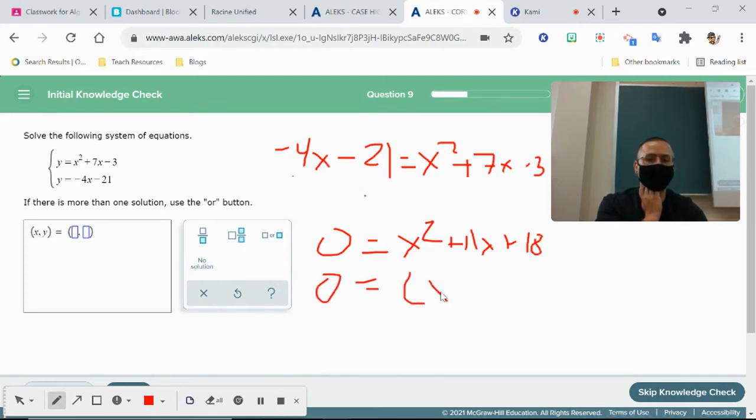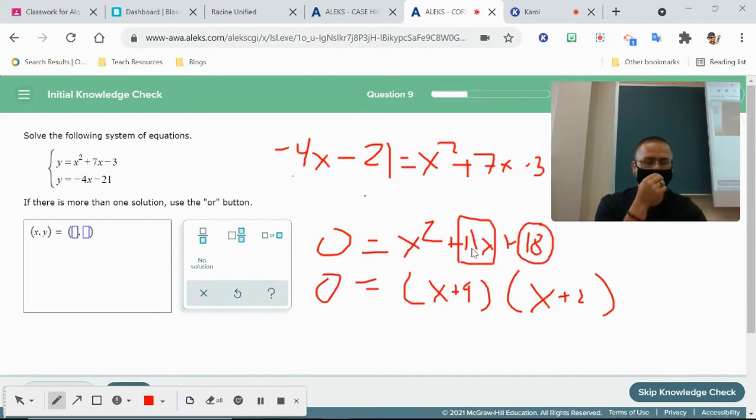So you basically need to break it up and ask yourself how it looks. And I can clearly see that if I do a plus 9 and a plus 2, what you do is you look for which two numbers will add up to the middle term and multiply to the last term. And 9 plus 2 adds up to 11. 9 times 2 multiplies to 18.